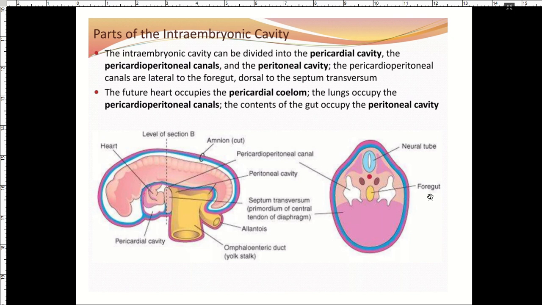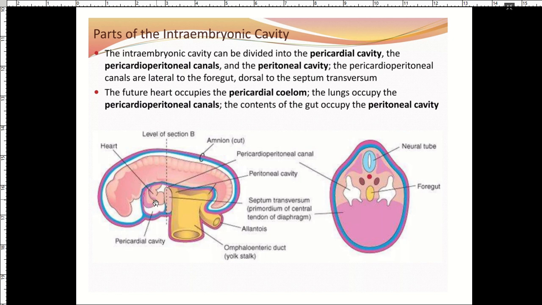Right. So the intraembryonic cavity can be divided, like I said, into the pericardial cavity. So this becomes your pericardial cavity. You can actually see the development of your heart. This is your heart tube, and this is your septum transversum that's going to form your diaphragm and some connective tissue of your liver. So this pericardial cavity is going to be formed from the intraembryonic cavity.